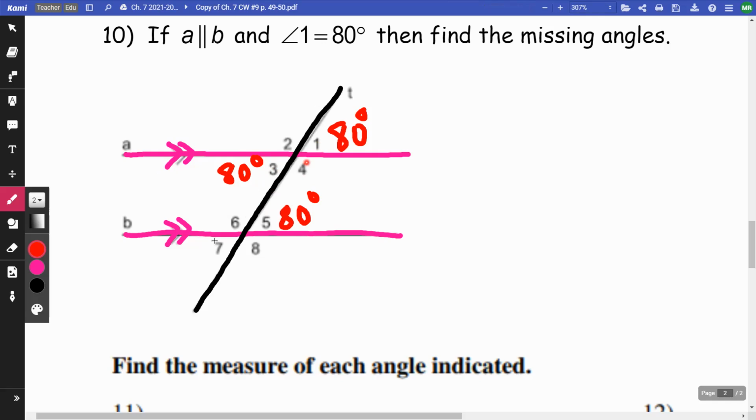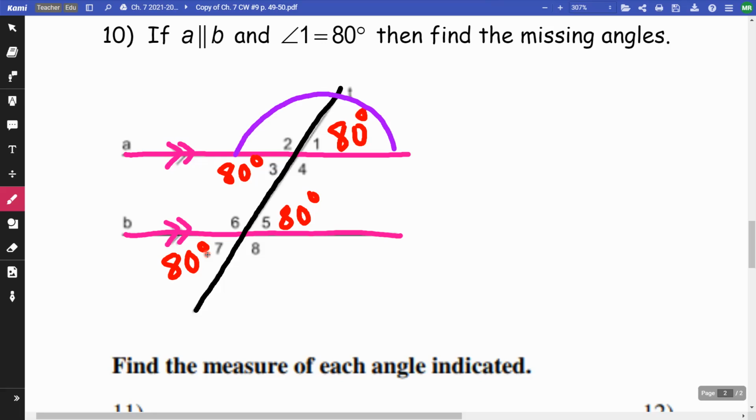Now, if angle 1 is 80, angle 7 is also 80 because of alternate exterior angles, but it's also vertical with 5 and corresponding with 3. So all of those are 80. Now, my other value, we know that these two angles together form a line, and lines are equal to 180 degrees. So I'm going to be doing 180 minus 80, and I'm going to get 100. And so this angle here is 100 degrees.